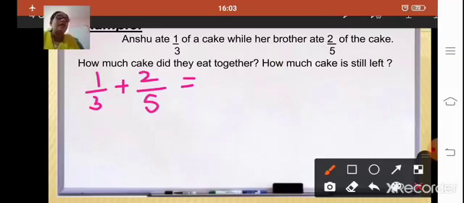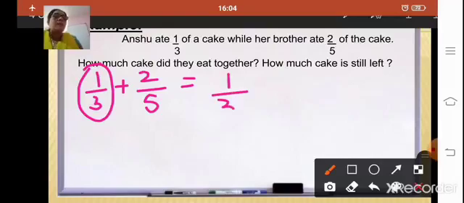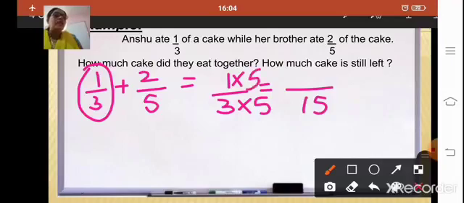Now 3 and 5 are prime numbers, so you can directly write the LCM of 3 and 5 as the product of the two numbers. So 3 5s are 15. So the LCM of 3 and 5 is 15. Okay. So the second step is we'll convert this 1/3 into like fractions, with denominator equal to 15. Now 3 multiplied by 5 will give you 15. Same way you will multiply the numerator also by 5. So your fraction becomes 1/3 is equal to 5/15.